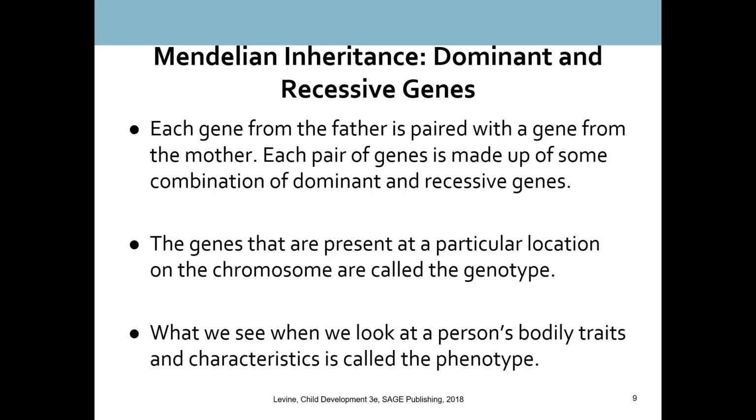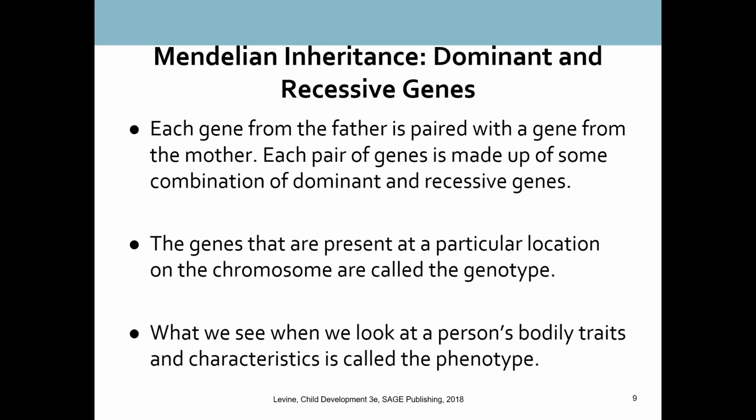Okay, each gene from the father is paired with a gene from the mother, as I was saying earlier. They're paired right across from one another on pairs of chromosomes. Each pair of genes is made up of some combination of dominant and recessive genes. The genes that are present at a particular location on the chromosome are called the genotype. So that's what actual genes do you have for that characteristic. So I mentioned eye color earlier. You have one gene for eye color from your father, one from your mother. So the particular genes you have from each parent, that is your genotype, the genetic material.